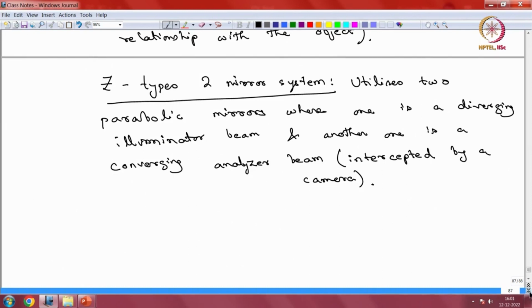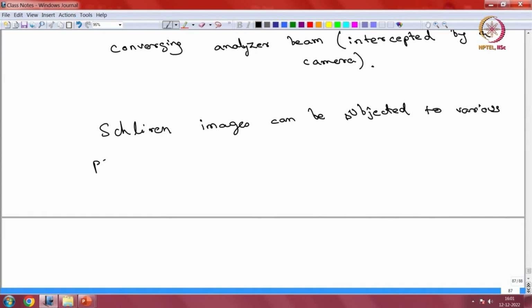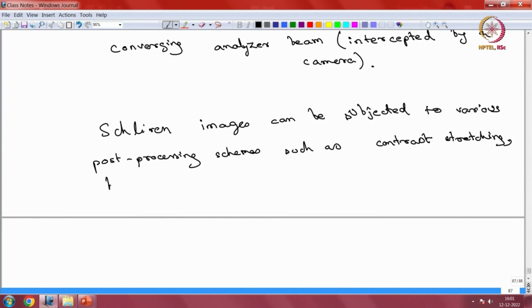Okay, so now Schlieren images can be subjected to various post-processing schemes such as contrast stretching, histogram equalization, and others.